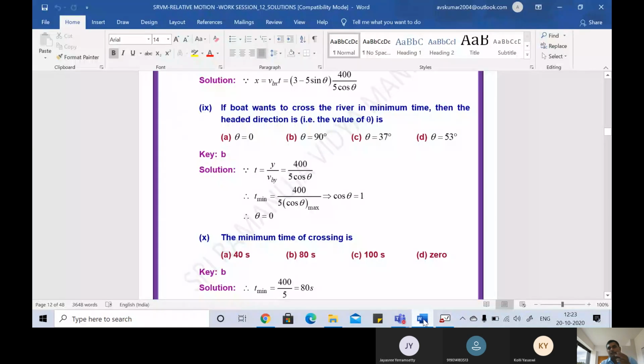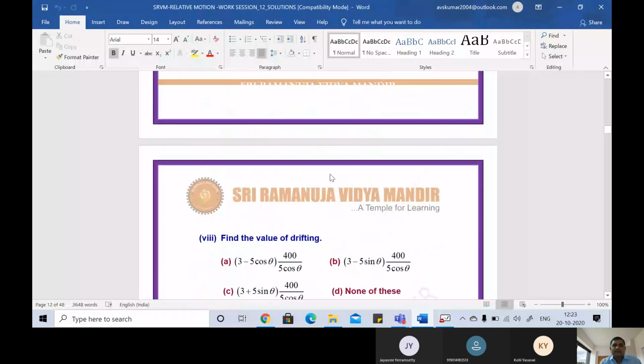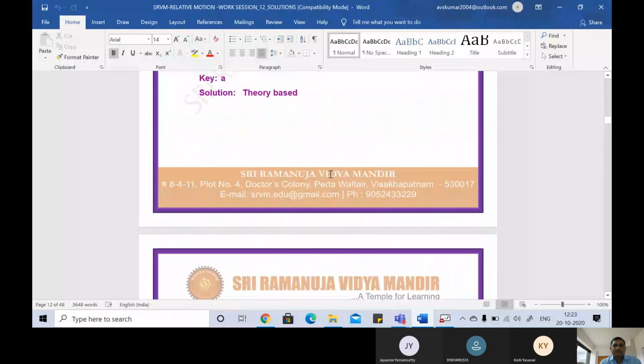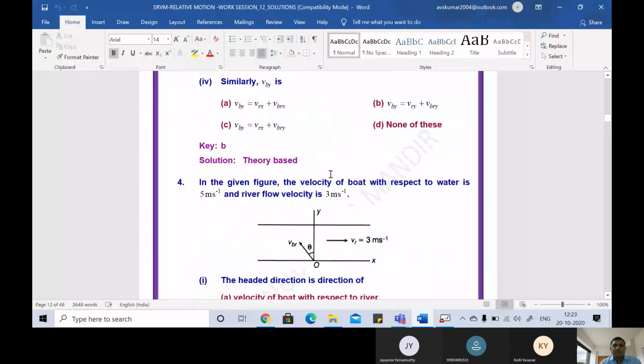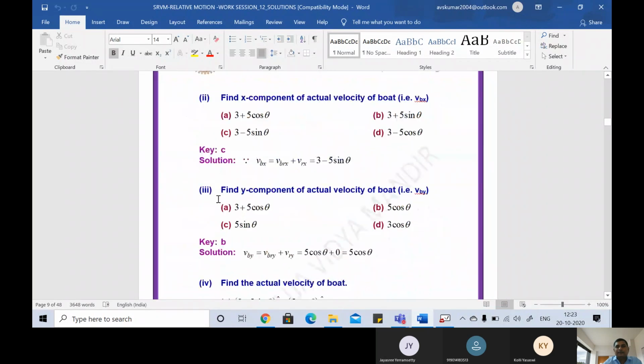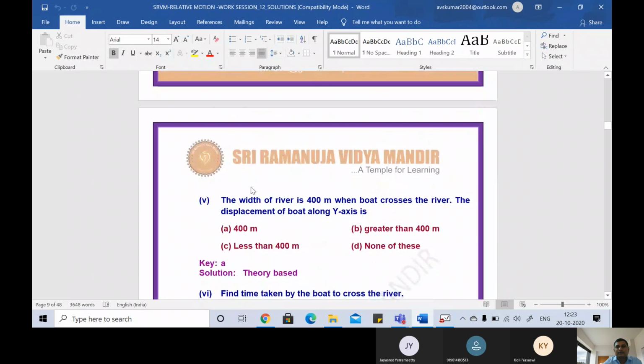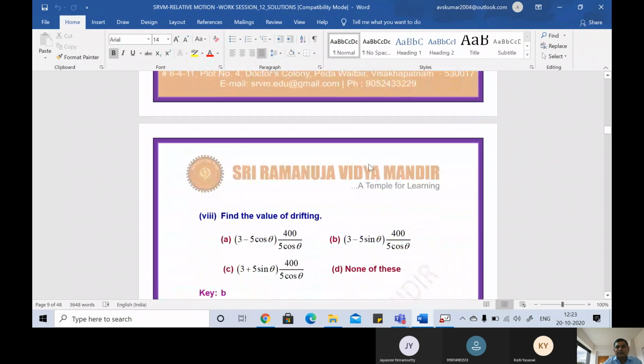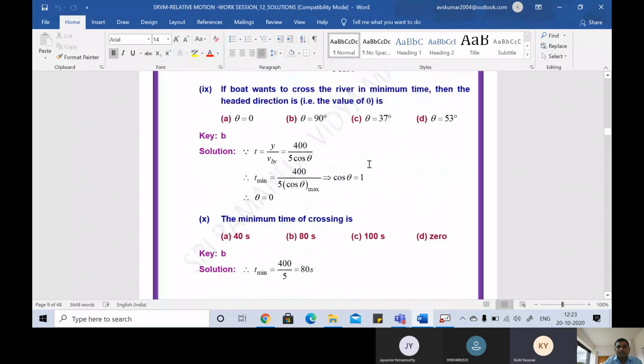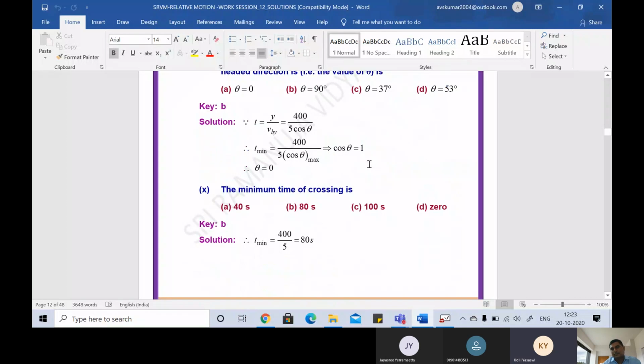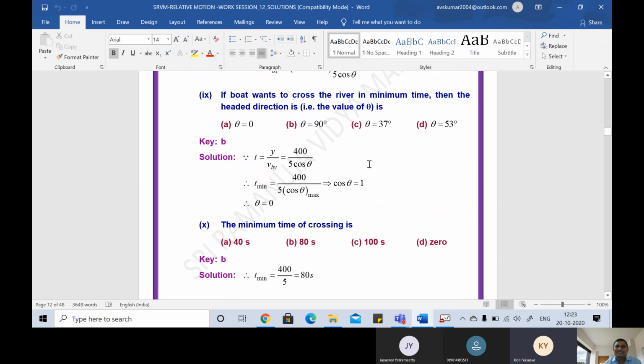Now you see, man's effort they gave here. Man's effort is how much? 5, boat with respect to water they gave. And width of the river they gave as 400. Now tell me what is the answer? 80 seconds, sir. Correct, 400 by 5. You don't have to put pen on the paper. Understood or not? Yes, sir.